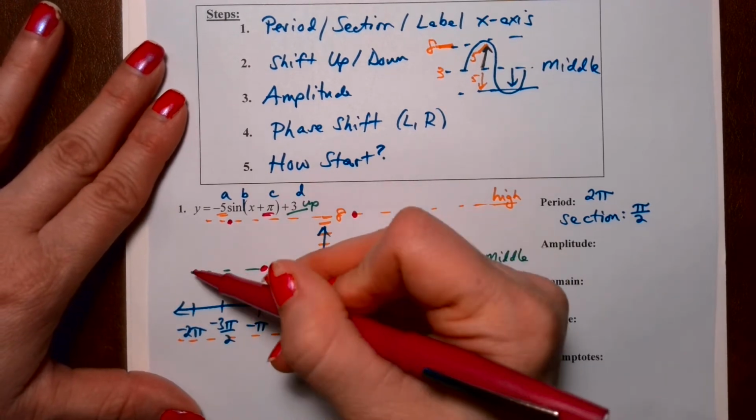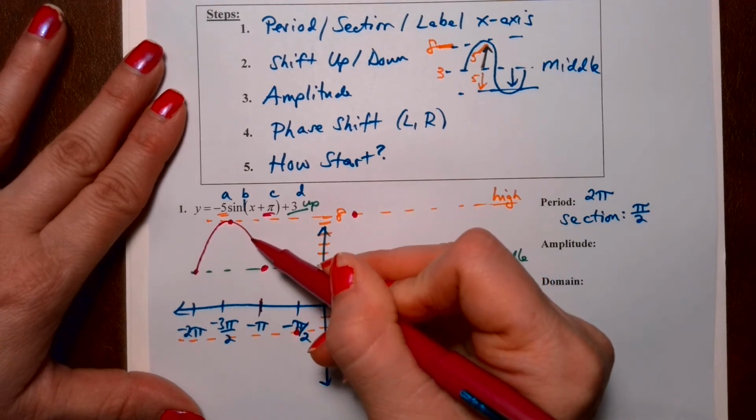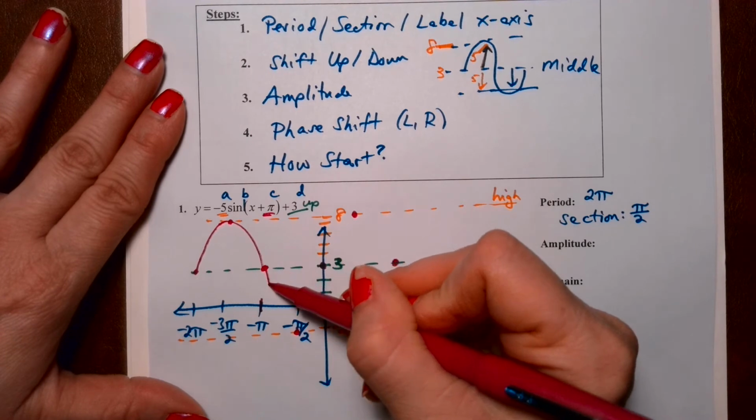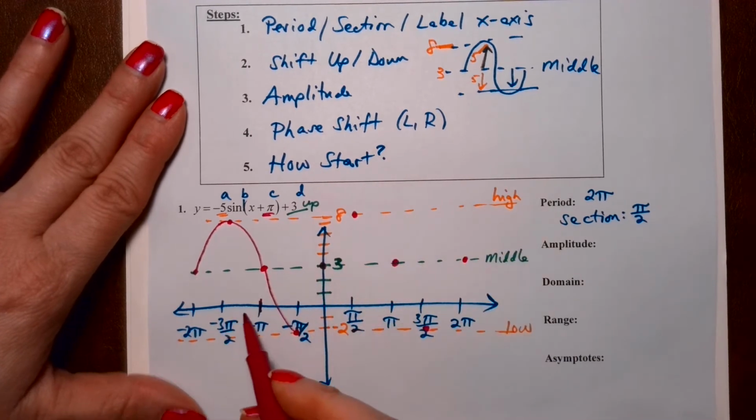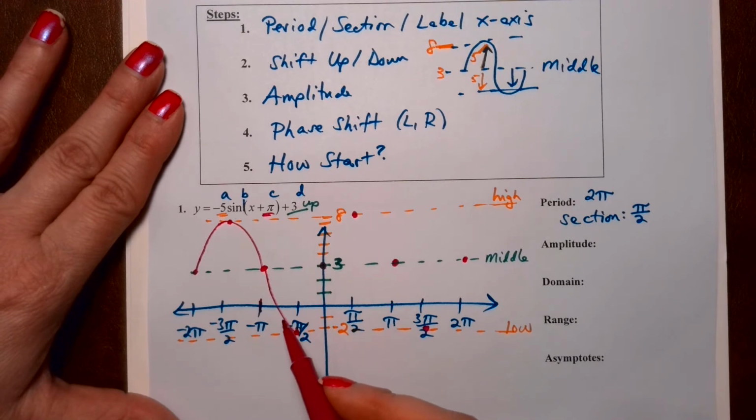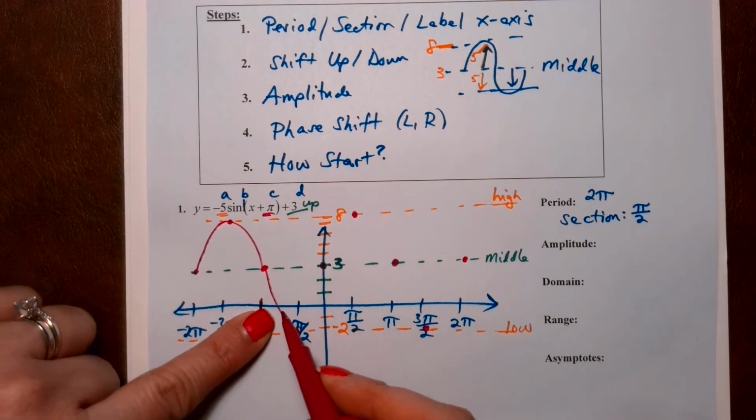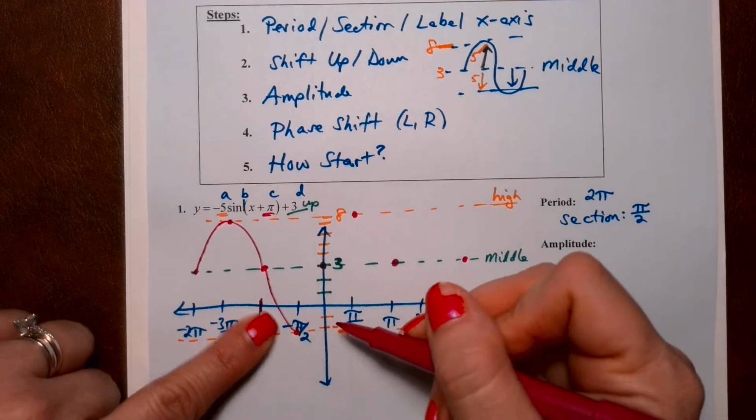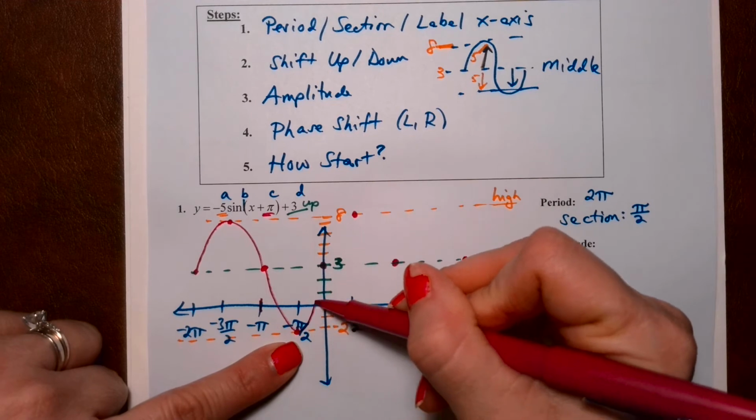When you draw your sine graph, we're hitting high, middle, low. Did we hit the x-axis in a special place at all? No, not really. It does have an x-intercept, but I'm not going to ask for the zeros because they're really hard to find. We'll have to solve those algebraically.